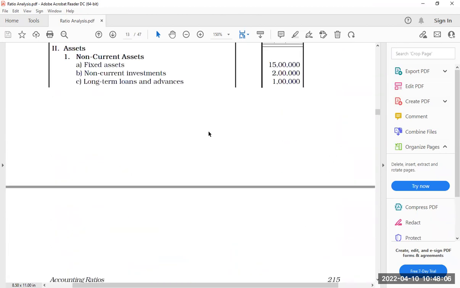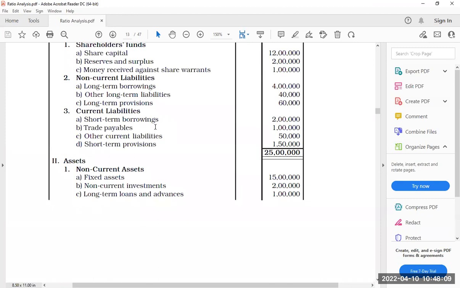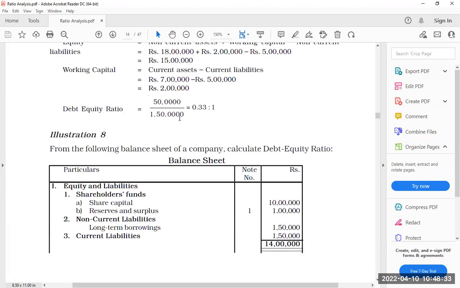Look at this, long-term debt, 4 lakh plus 40,000 plus 60,000. So this is called debt: long-term borrowings, other long-term liabilities and long-term provisions. Under this point number 2, in the name of non-current liabilities, whatever is there, you take that as debt for this ratio. So 5 lakhs compared with 15 lakhs. 5 lakhs by 15 lakhs is equal to 0.33:1. What is the standard ratio we discussed? 2:1.